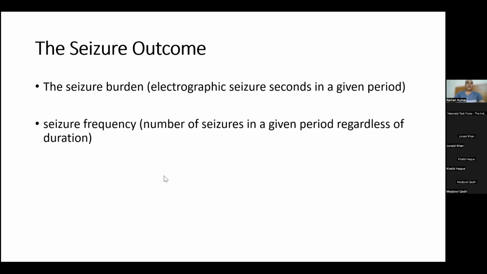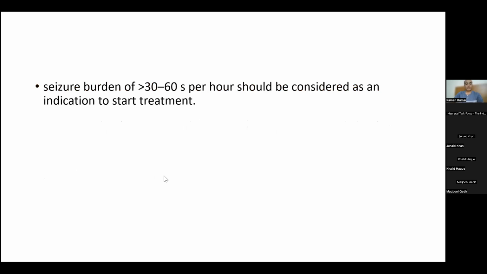The other thing is seizure frequency: in 1 hour, how many seizures occurred regardless of the duration? And then the clinical manifestation, how bad the child was seizing. Out of these three, the most important one on which we need to decide treatment is the seizure burden, the number of electrographic seizure seconds in a given period. More than 30 to 60 seconds per hour should be considered an indication to start treatment. Very, very important for a neurologist to know.